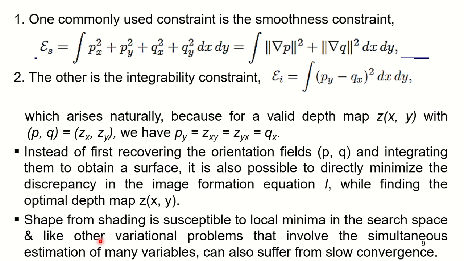Shape from shading is susceptible to local minima in the search space, and like other variational problems that involve the simultaneous estimation of many variables, it can also suffer from slow convergence.